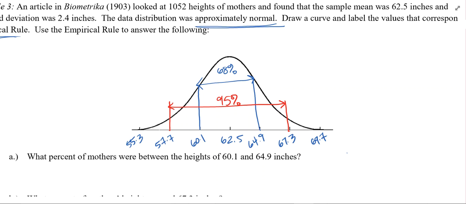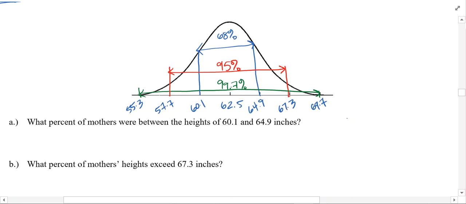And then the last one is 99.7%, which covers almost all the data. Okay, so that's drawing it out based on the empirical rule. So now we're going to answer some questions based on this curve.